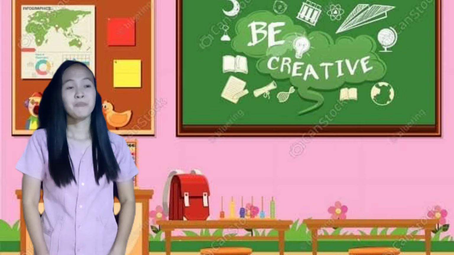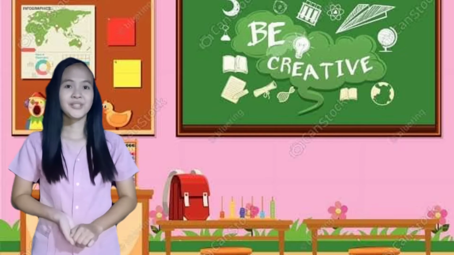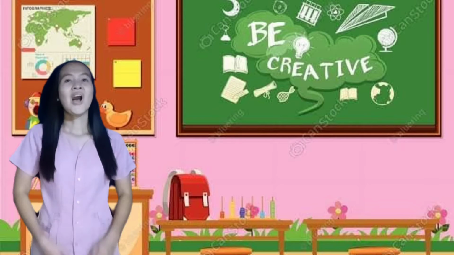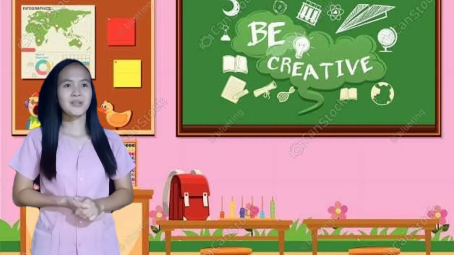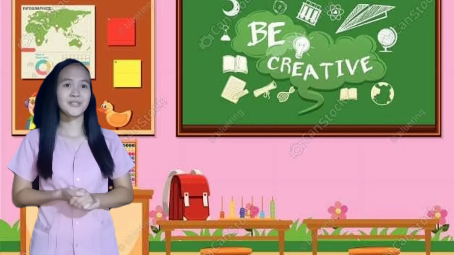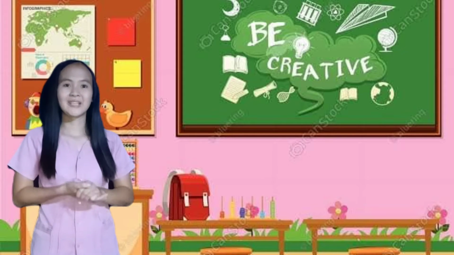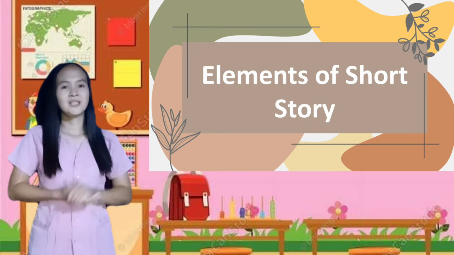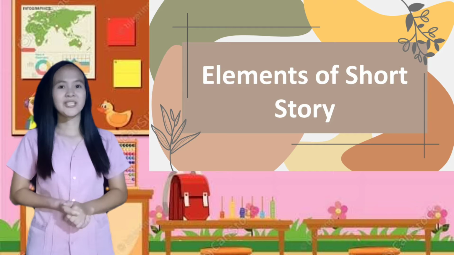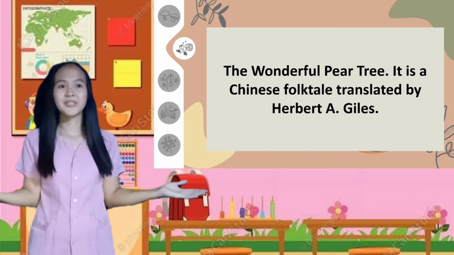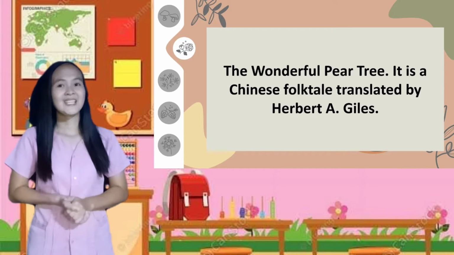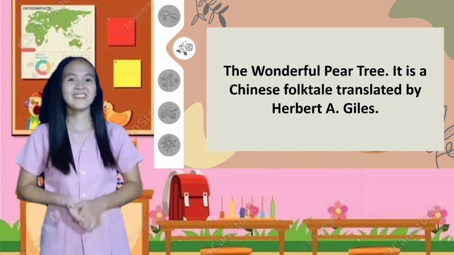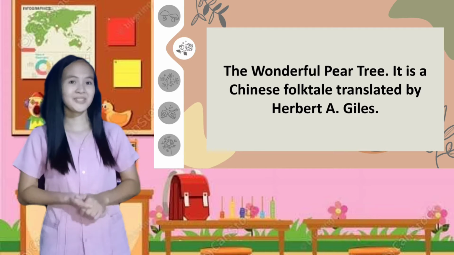Class, did you know that before a story becomes beautiful, there are pieces of details that make it beautiful? All of the words that we've discovered are part of our discussion for today, because our topic for today is all about the elements of the story. Through a Chinese story entitled The Wonderful Pear Tree. So, class, let's dig deeper into the said topic. Let us read a story entitled The Wonderful Pear Tree.